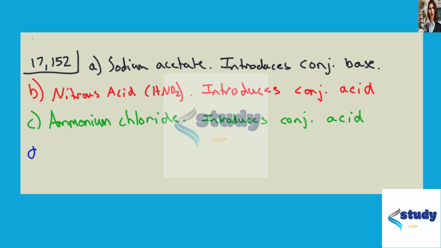So we can look at part D now, where we have potassium formate. So formate's conjugate acid would be formic acid. And so this works again because we're introducing the conjugate acid.